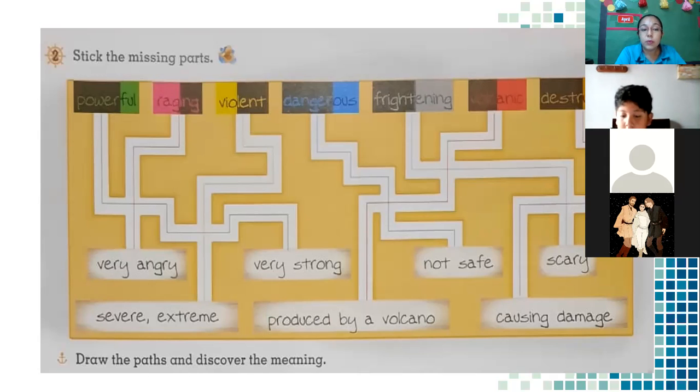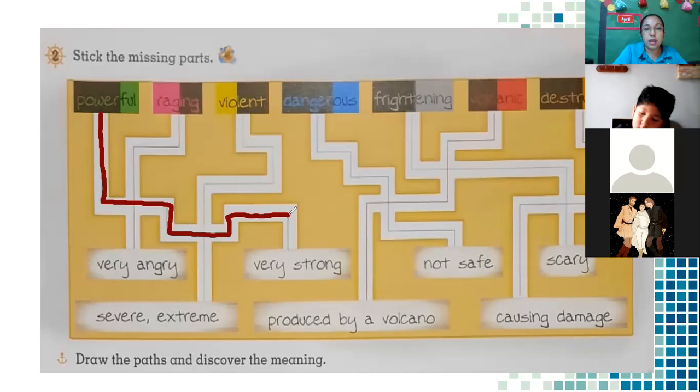So let's see. And now, we draw the path and discover the meaning. So we discover what is the meaning of these adjectives. Yes? Okay, you match or you draw the path with different colors, yeah? So let's see, powerful. Let's start in that part. Powerful. So you follow the path. And you got this one. And we discover the meaning. In that case is very strong. Powerful, very strong. Yes. Okay. Next one.